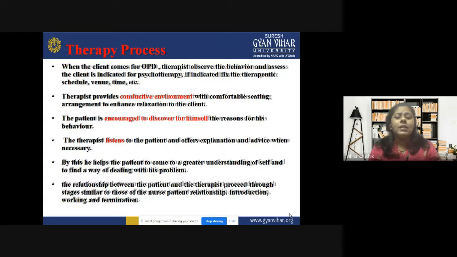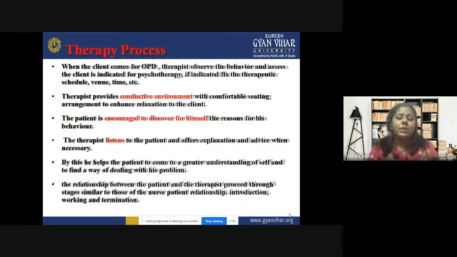The therapist listens to the patient and offers explanation and advice when necessary. Now, what is the role of the therapist? The therapist will listen to what the patient is saying, and after hearing the patient, will offer explanation and advice wherever necessary. By this, he helps the patient come to a greater understanding of self.